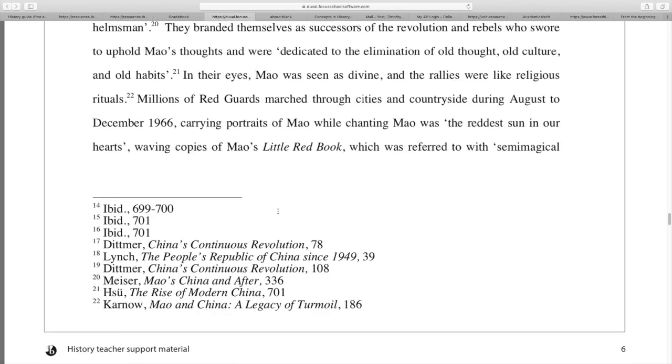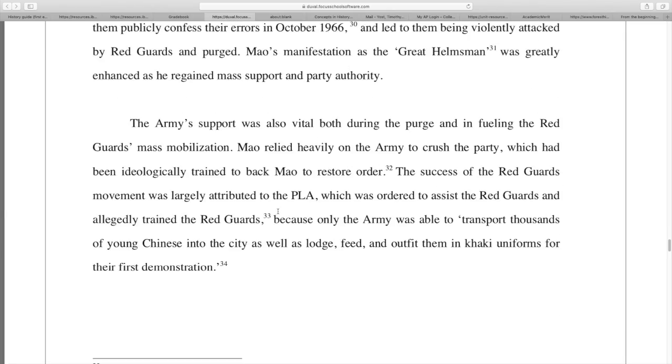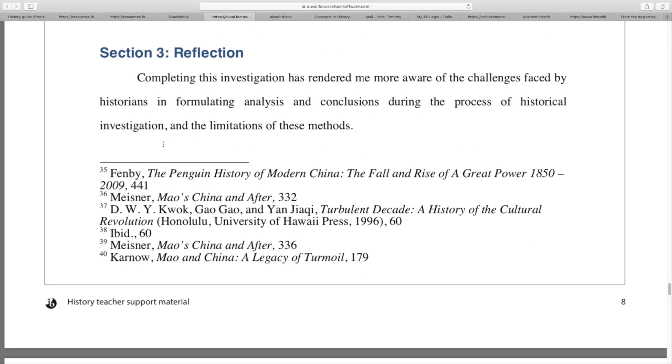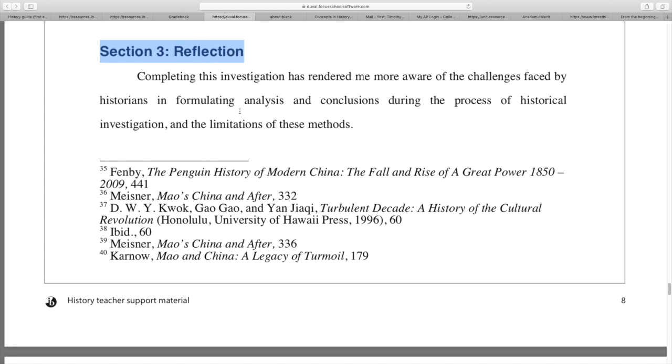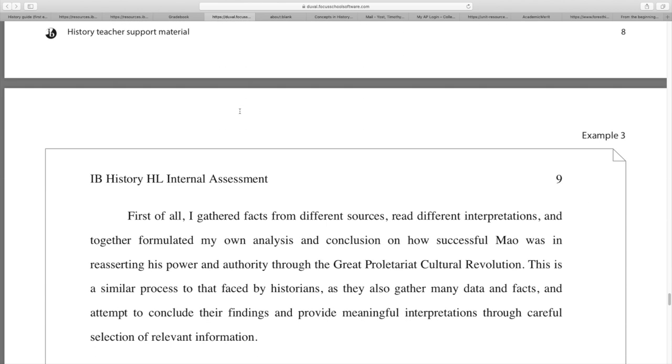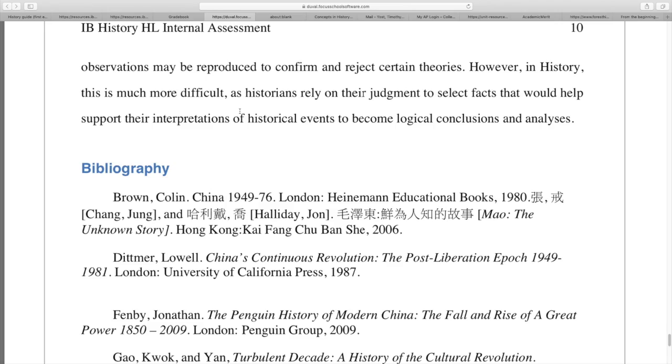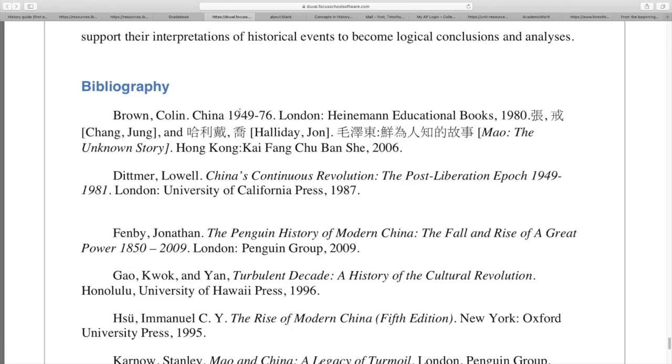Finally, we get to the reflection, and once again, it is delineated very clearly, and I want you to read this reflection. It's actually a pretty good reflection. And then finally, it ends with the bibliography. If you do not have these 4 elements of your paper, you need to make sure that you get them very, very soon.